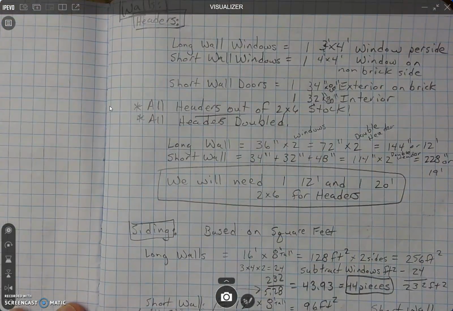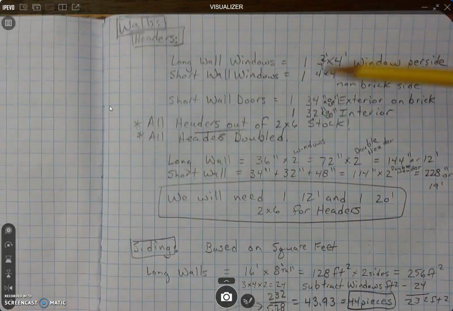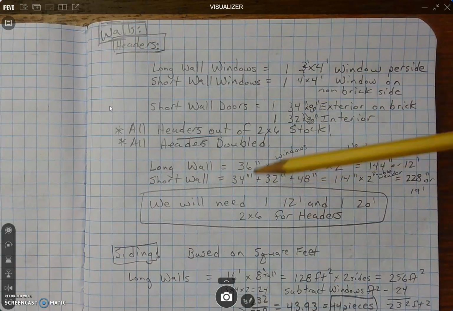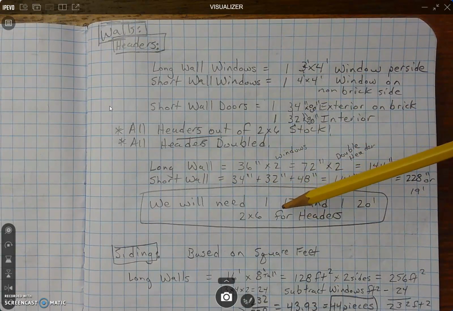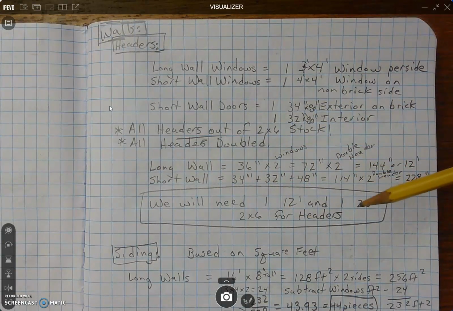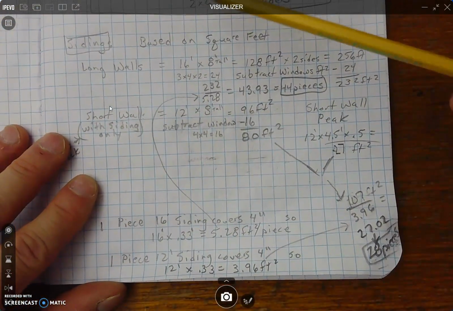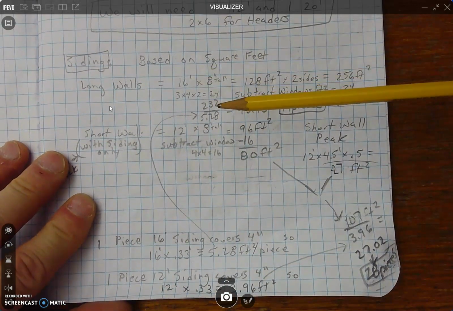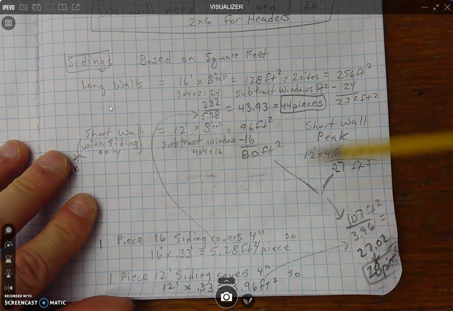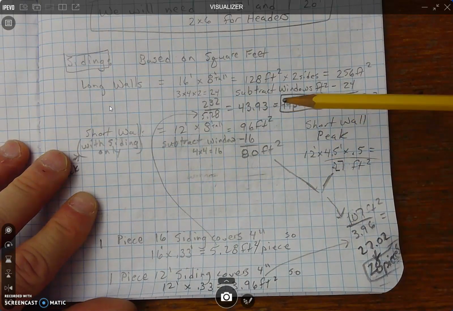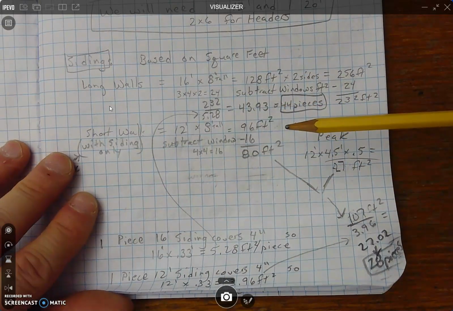Mr. Voigt here again. Just as a little bit of review, last time we did our headers. We figured that out. Remember, we made a little mistake here in our 12-foot board, but anyway, we did our headers. We also figured out how much siding we needed by using the square footage method. I don't want to walk all the way through this again, but that's what we did. If you need a review on that, go back and watch the last video.